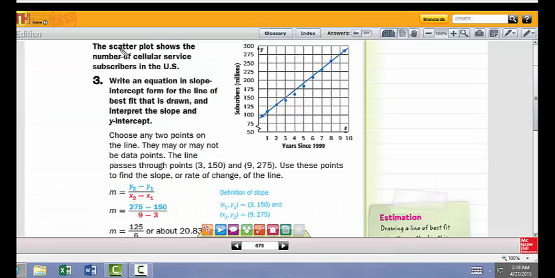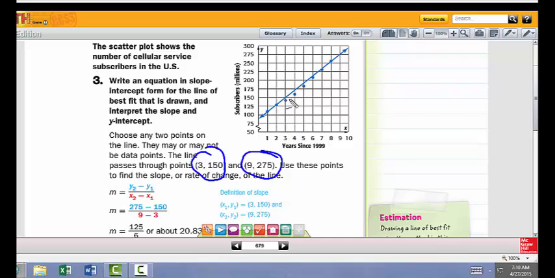Problem number 3. The scatter plot shows the number of cellular service subscribers in the United States. Write an equation in slope-intercept form for the line of best fit that is drawn, and interpret the slope and the y-intercept. So what we're going to do is you can choose any 2 points, and I like the fact that they chose 3 and 9, and this is the reason. If you look at 3, we have a really nice intersection here.